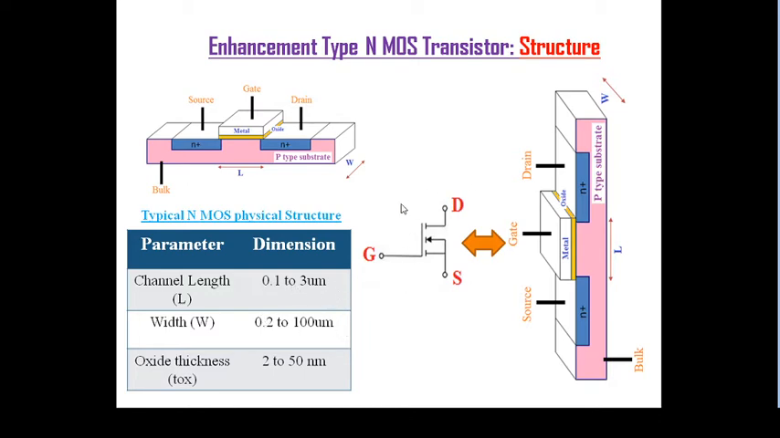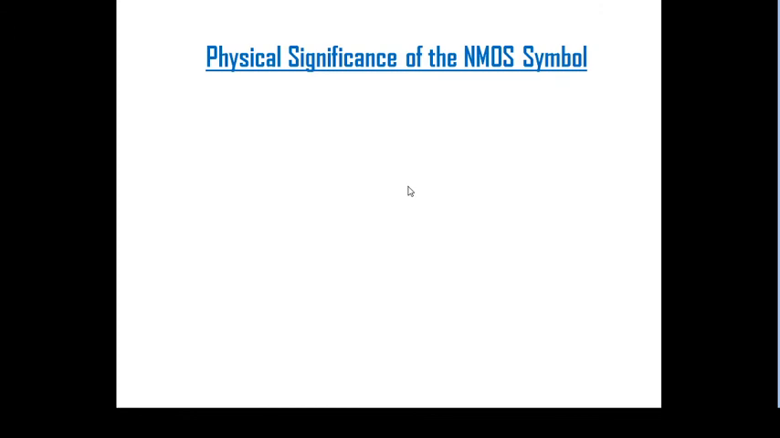Now we have to think about what the symbol signifies, what this broken line, this arrow and this gap mean. In the next slide I will cover this. This one is the basic, these are some fundamentals. Now we have to see what information we can get from this transistor: the physical significance of the NMOS symbol.